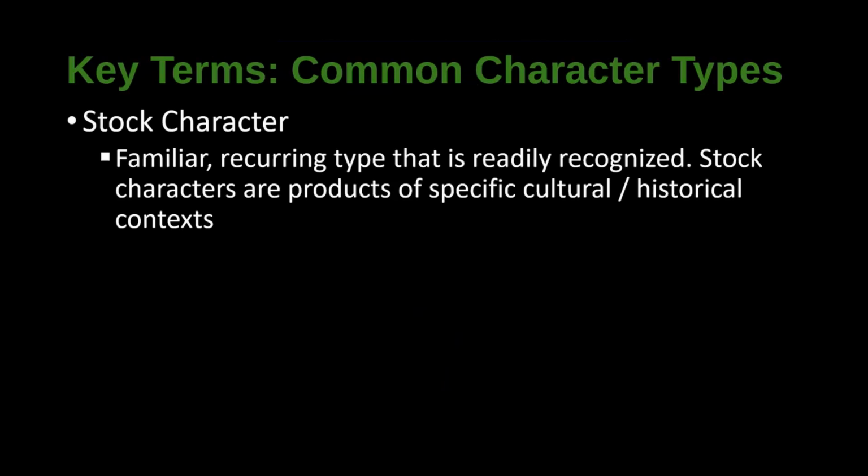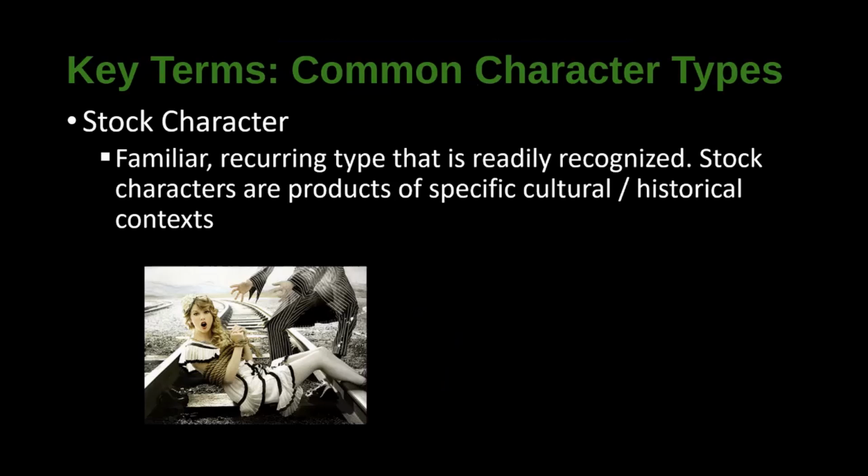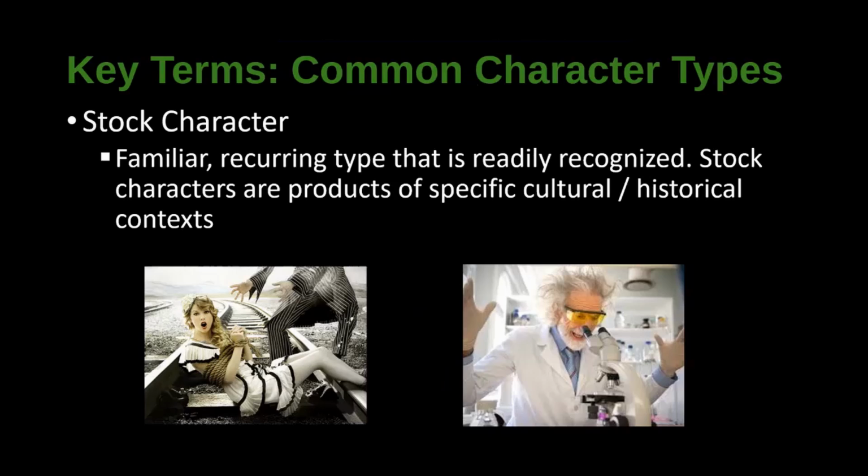Okay, let's talk for a minute about some common character types. One is the stock character. And those are familiar, recurring types that are readily recognized. When we're talking stock characters, we're talking specific cultural and historical contexts that enable us to recognize those characters. So for example, you recognize the damsel in distress or the mad scientist.